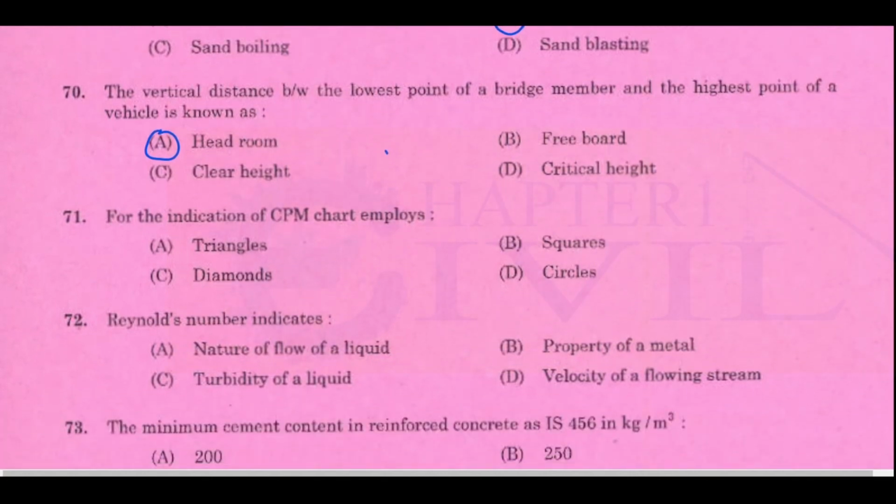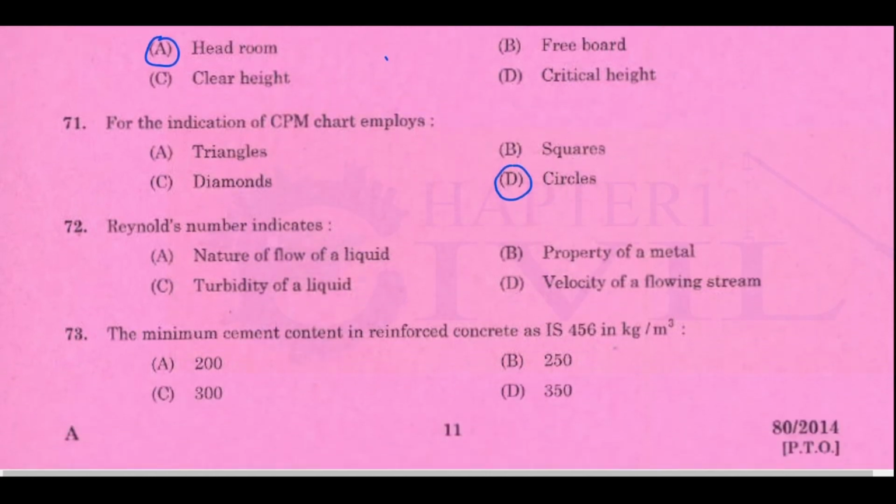Question number 71. For the indication, CPM chart employs triangles, squares, diamonds, circles. For the indication we use circles in CPM method, in critical path method.